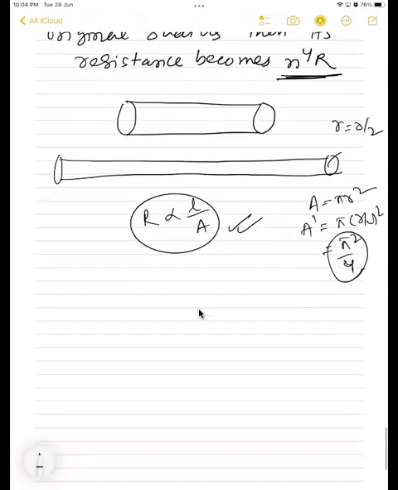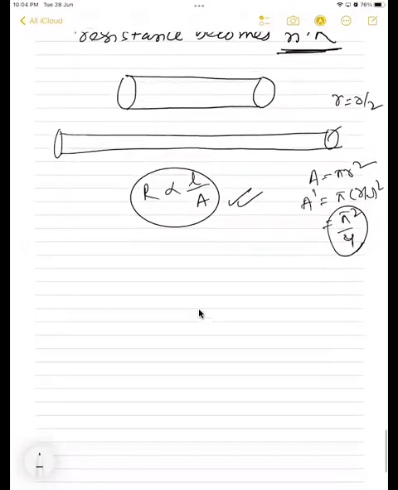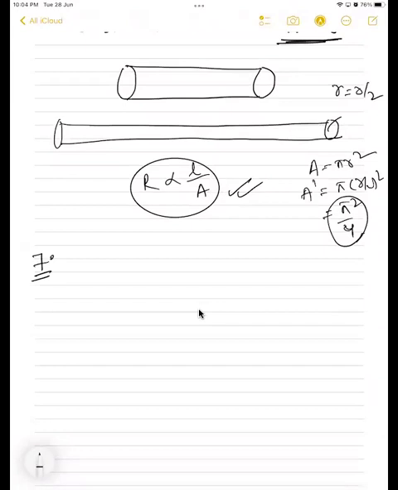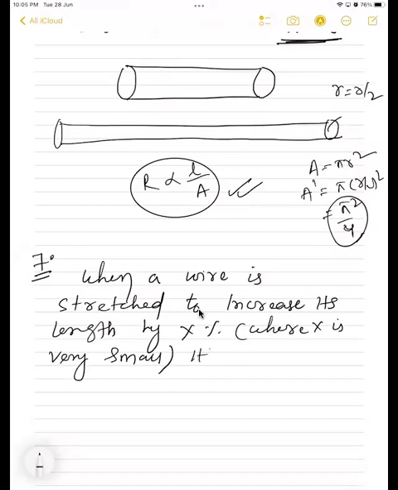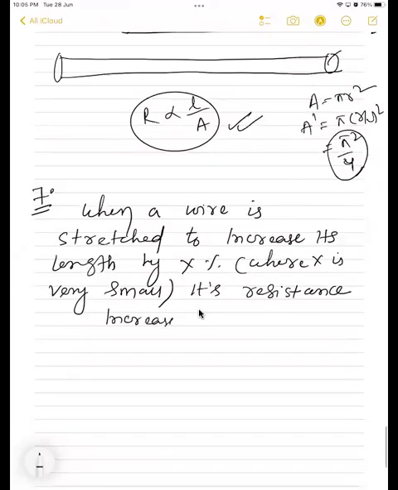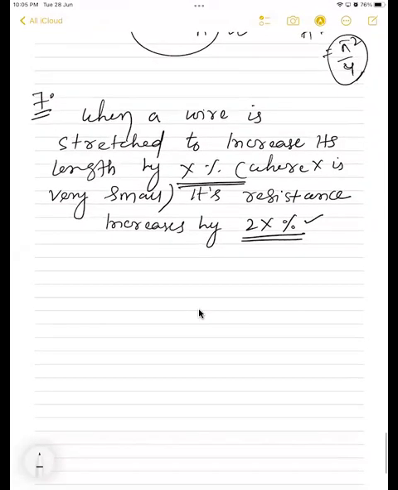Okay, and here are one or two more points that sometimes confuse students. Point 7: when a wire is stressed to increase its length by x%, where x is very small, its resistance increases by 2x%, correct? X% and 2x%, correct?